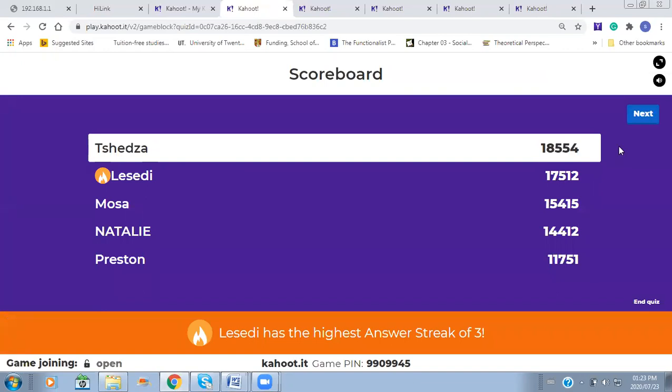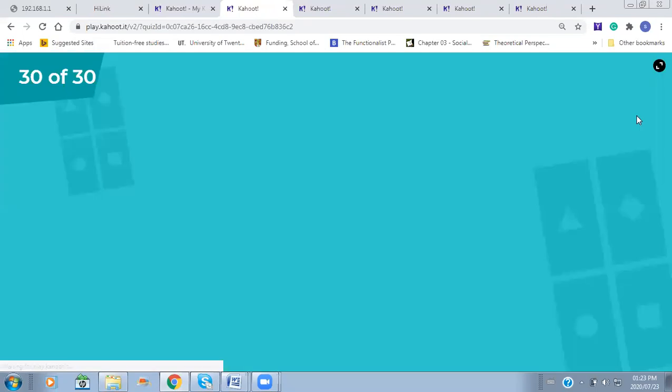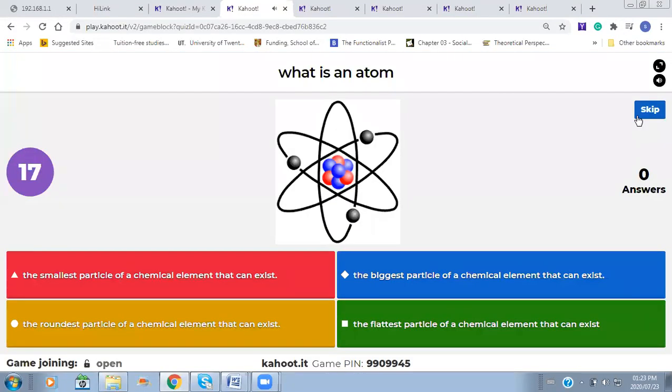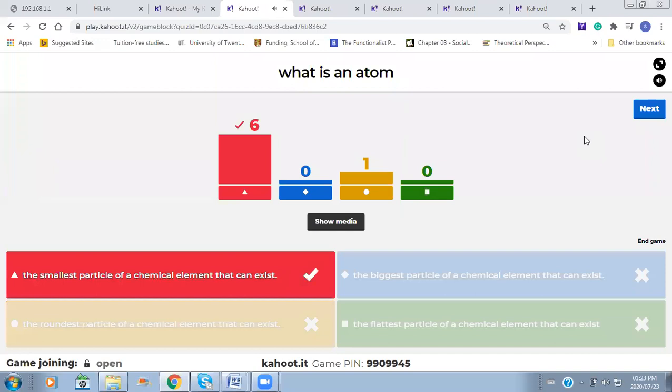Lisady now has 3 straight. Let's go to the last question. What is an atom? This is a bonus because it's repeating for the second time. Somebody must dethrone Caesar. Congratulations. The smallest particle of a chemical element that can exist.